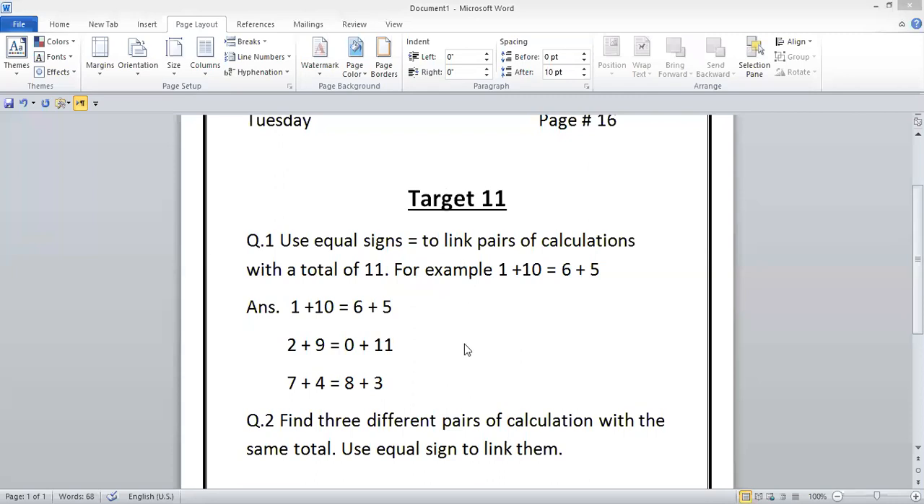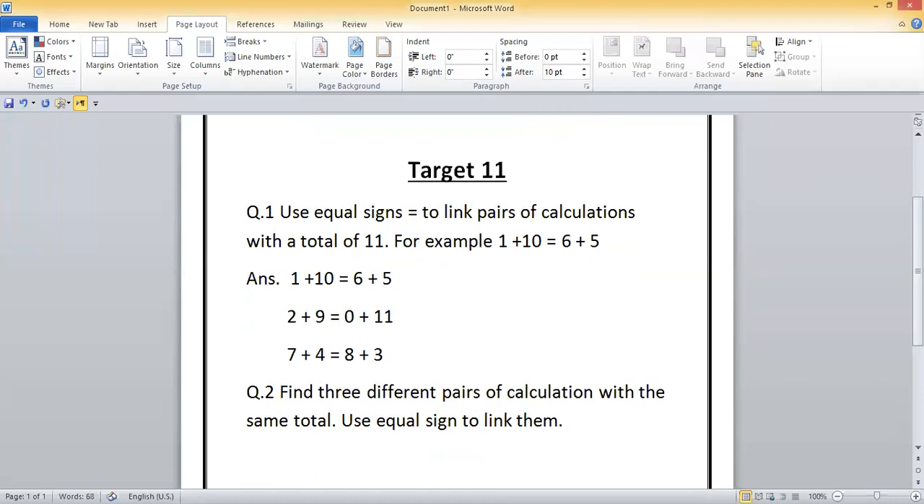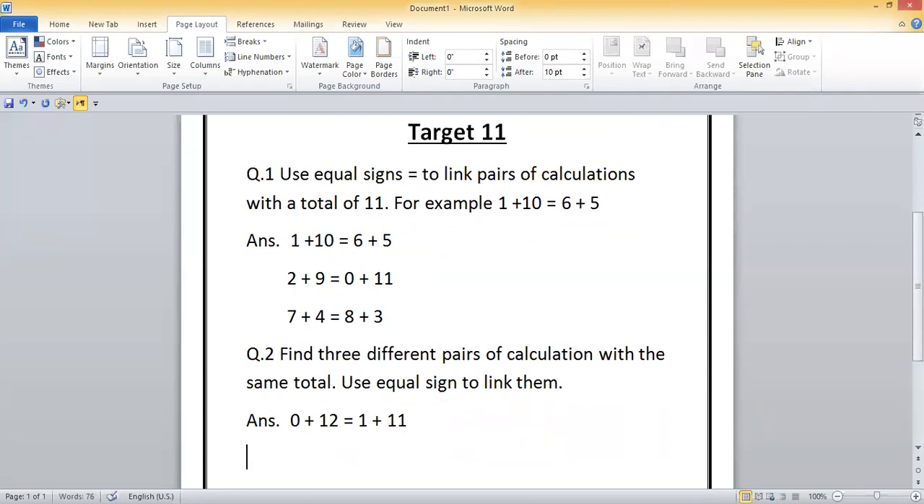In question number 2, we have to find 3 different pairs of calculation with the same total, okay? Let's suppose I am taking a total of 12. You have to find the pairs for 12. So I write one for you: 0 plus 12 equals 1 plus 11. I am taking 12. You can take even 10 also, but try to do it by yourself.